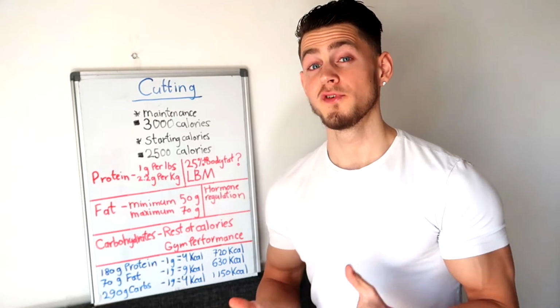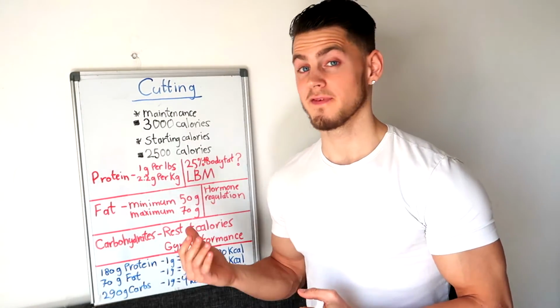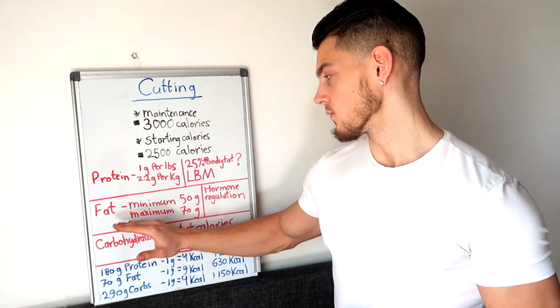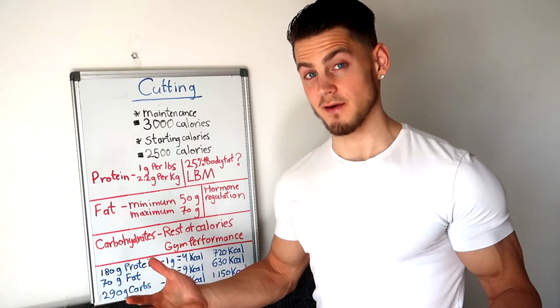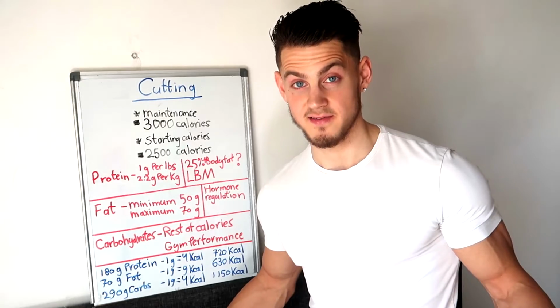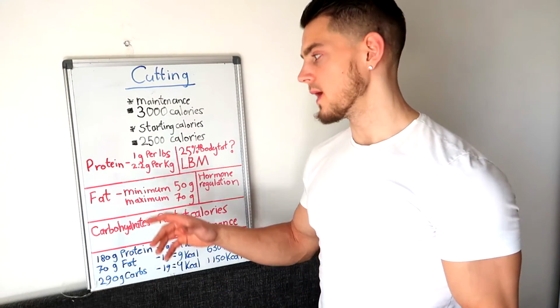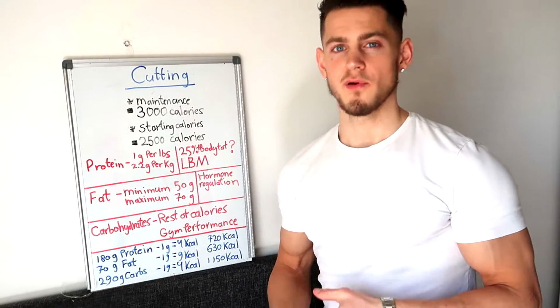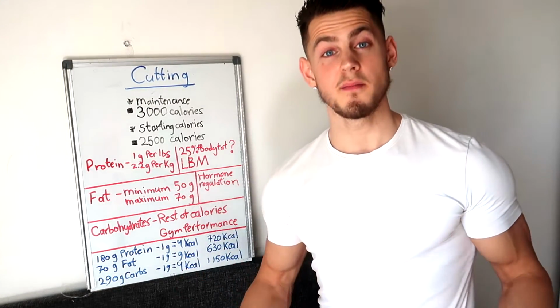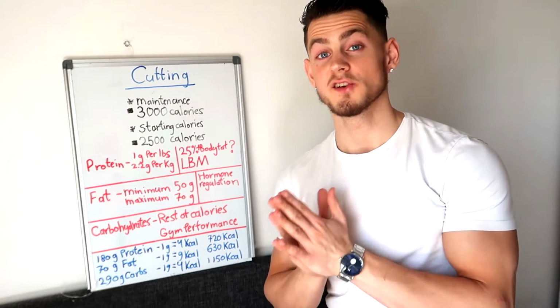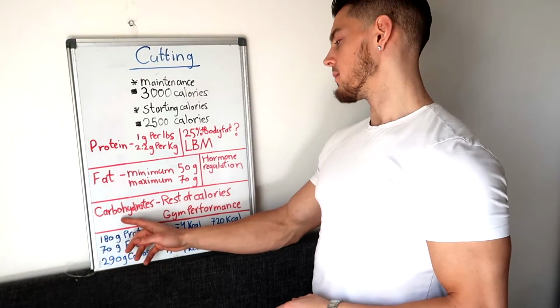Since carbohydrates fuel your workouts a lot better than fats, you're better off keeping your fat at a maximum of 70 grams and then leaving the rest of the calories for your carbohydrate intake. So for this example, we'll go with 180 grams of protein for a 180 pound person and 70 grams of fat as the maximum amount of fat that you can take in during this cutting phase. And then we're moving on to carbohydrates.